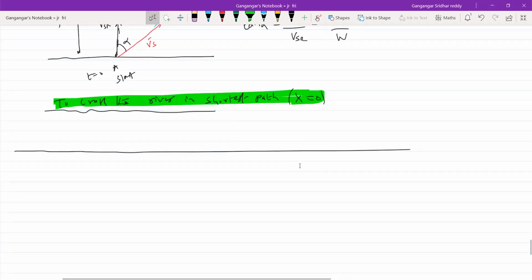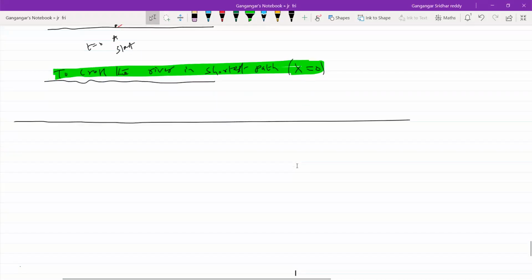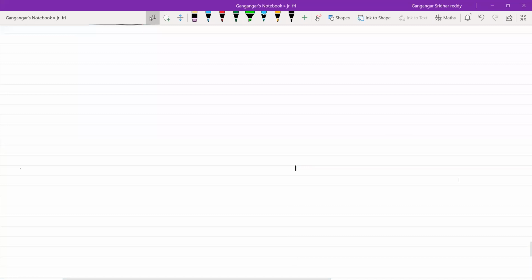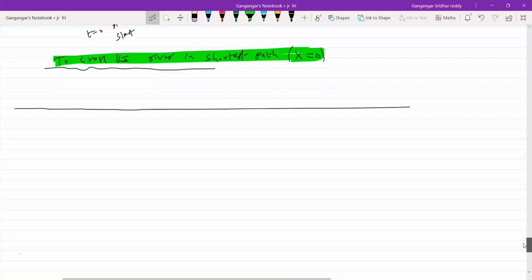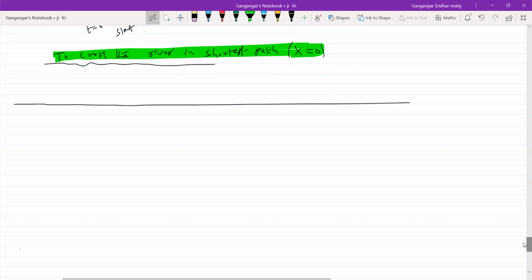Okay, let's come to this one. Cursor problem. Yeah. Okay, now let's say there's another bank. Shortest path. What do you mean by shortest path?